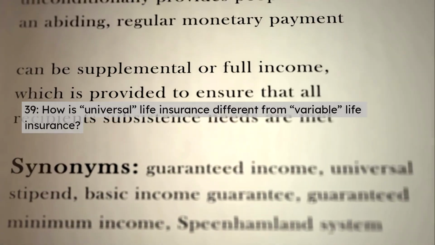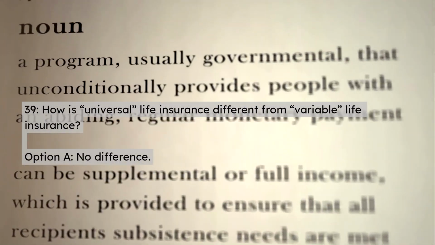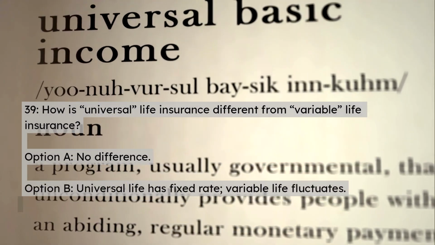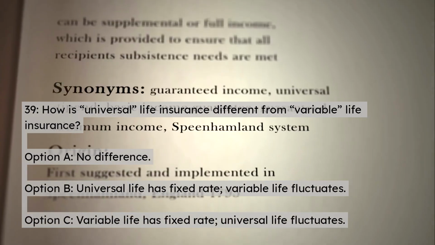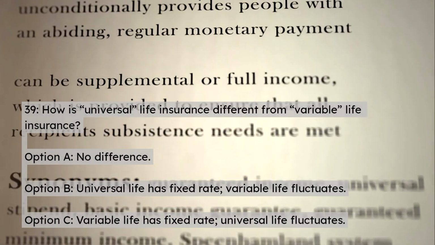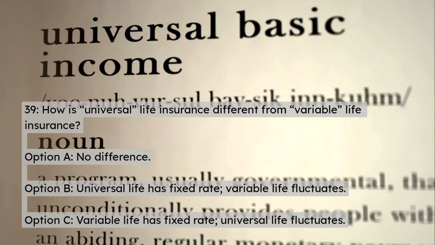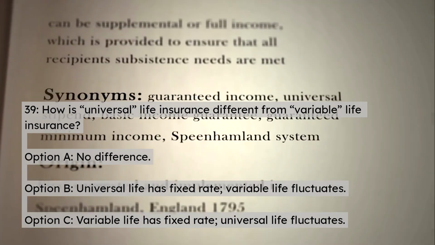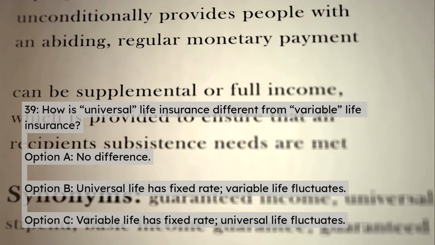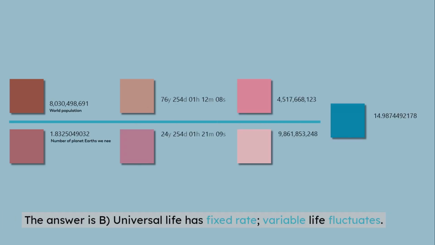39. How is universal life insurance different from variable life insurance? Option A, no difference. Option B, universal life has a fixed rate, variable life fluctuates. Option C, variable life has a fixed rate, universal life fluctuates. The answer is B, universal life has a fixed rate, variable life fluctuates.